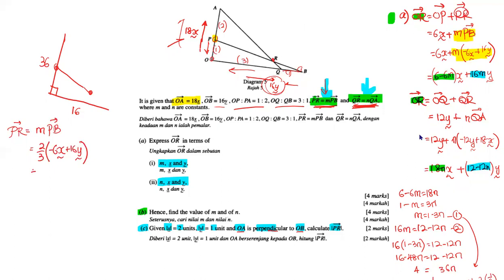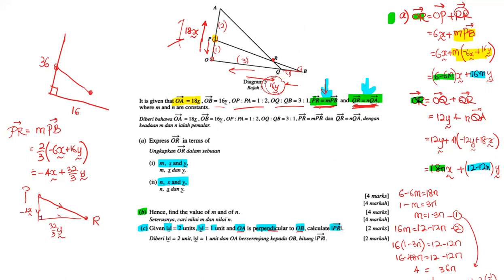So let's do it. Negative 4x plus 32 over 3 y. So P go to R, the vector is negative 4x and then positive 32/3 y. They are perpendicular.